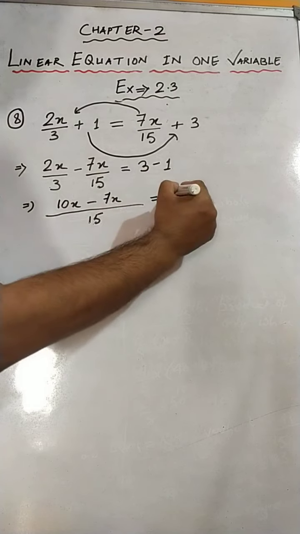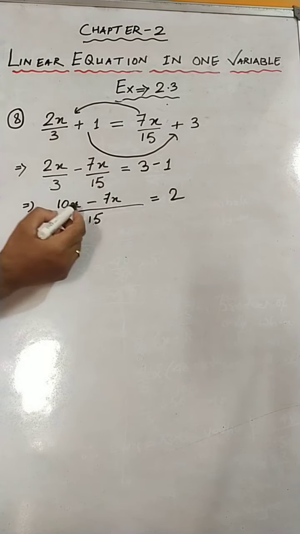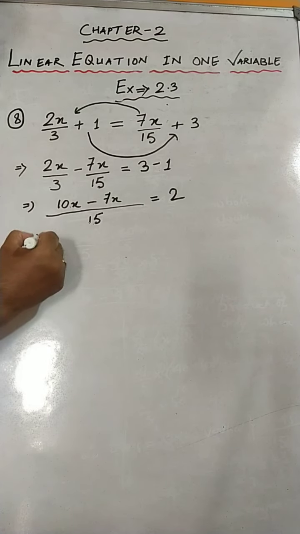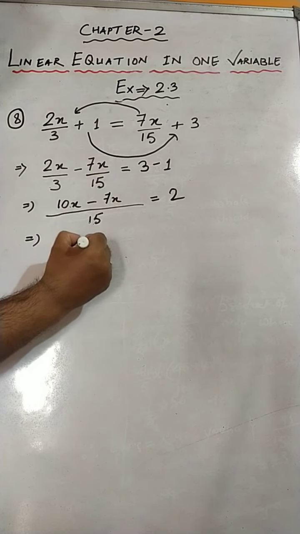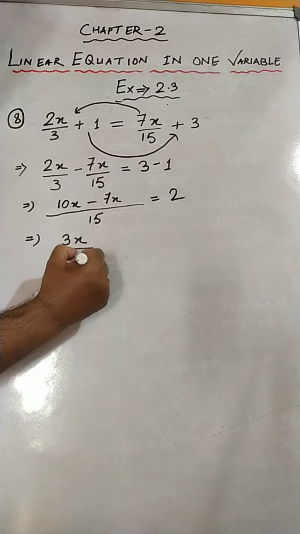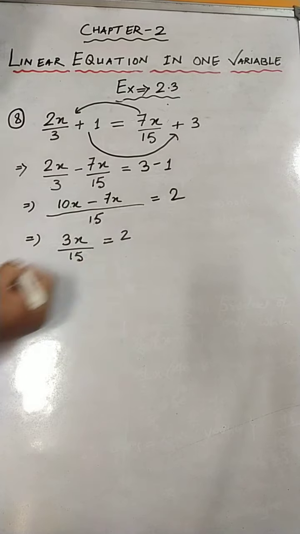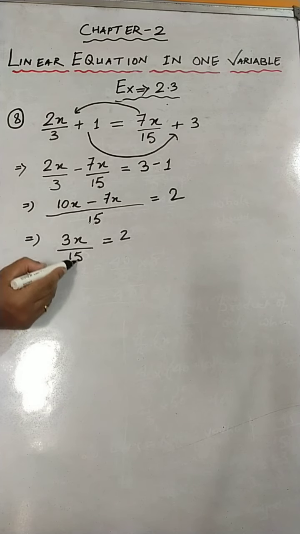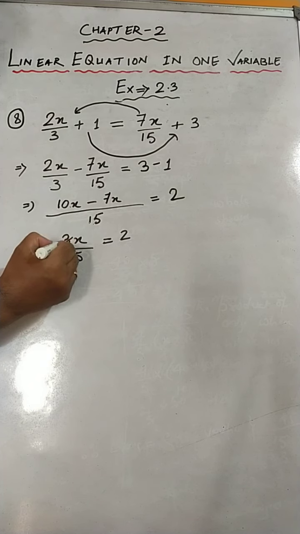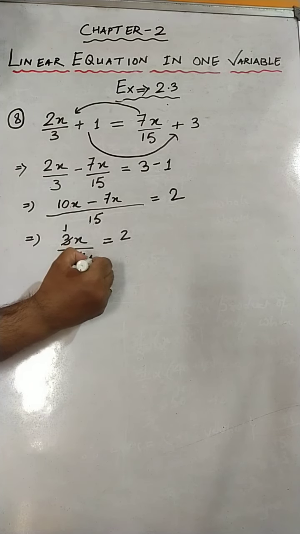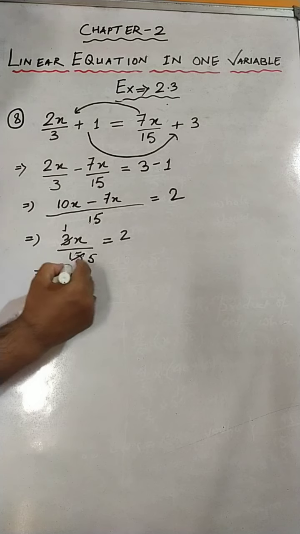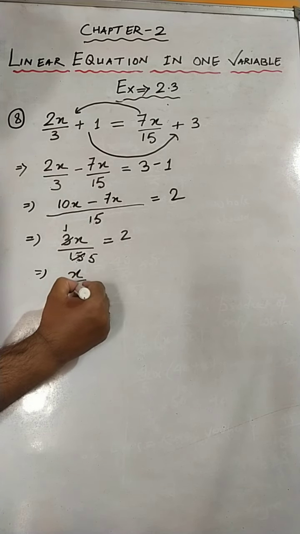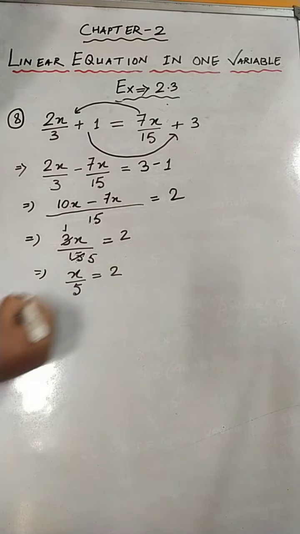Now 10x minus 7x will give the answer as 3x upon 15, which is equal to 2. Now if you want to reduce, then we can reduce this also, because these two numbers can be reduced by 3. So 3 1s are 3, 3 5s are 15. So it will look like x upon 5 is equal to 2.